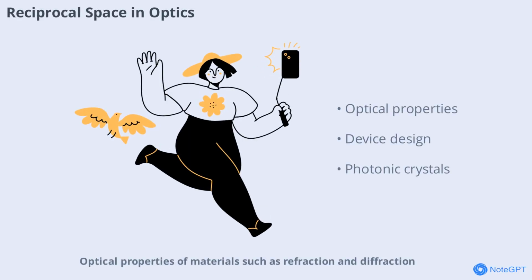Optical properties of materials such as refraction and diffraction are closely related to their structure in reciprocal space. By analyzing how light interacts with periodic structures, scientists can design new optical devices, from lasers to photonic crystals. Reciprocal space provides the mathematical framework for understanding and engineering these effects.